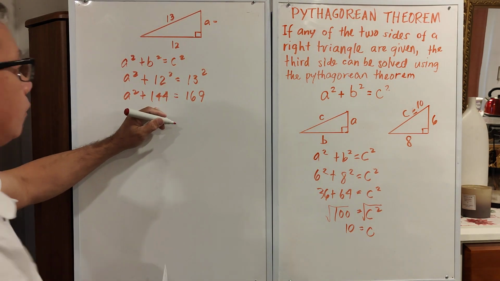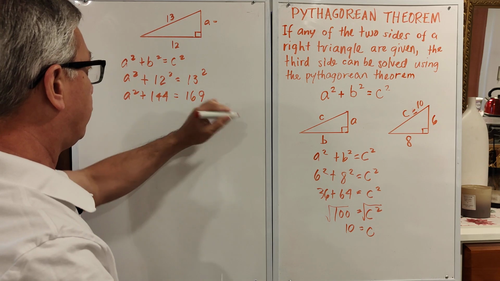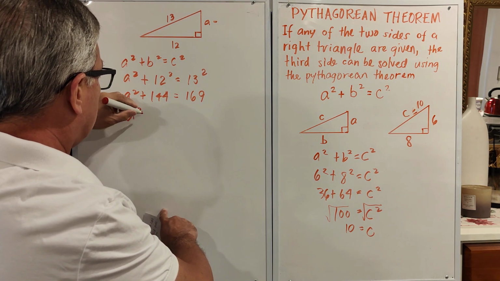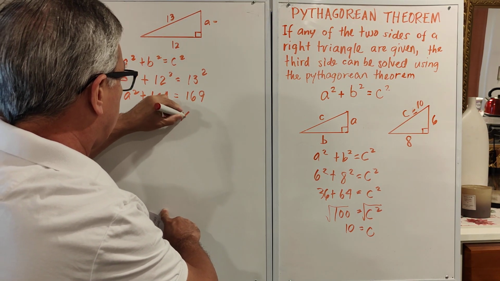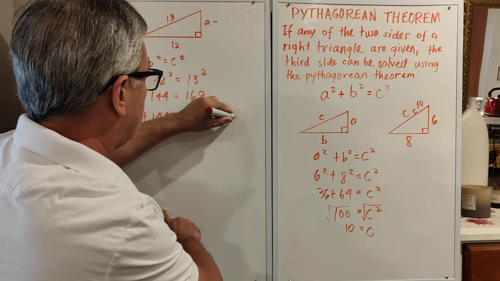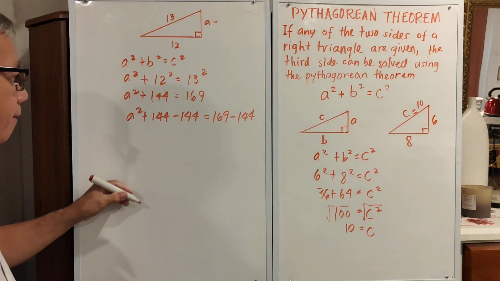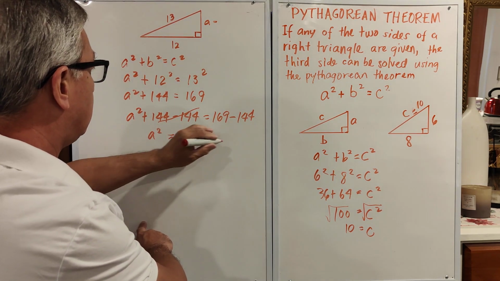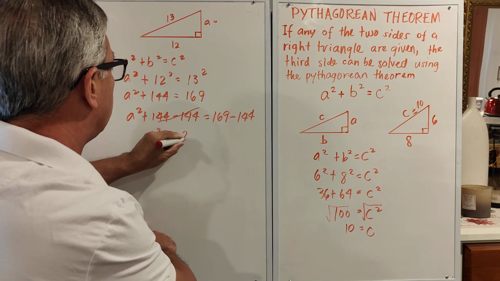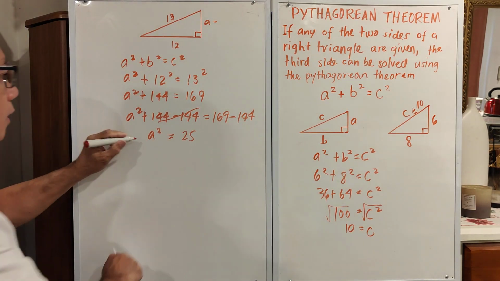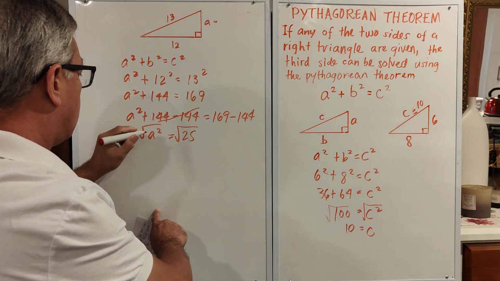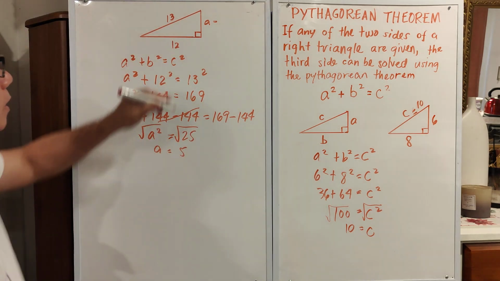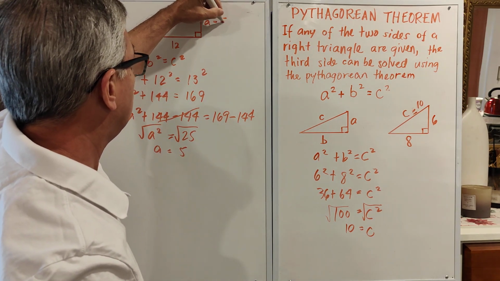To remove 144, we need to subtract 144 from both sides so that we can solve for A. A squared plus 144 minus 144 is equal to 169 minus 144. So this cancels out. A squared is equal to 169 minus 144, which is 25. To get A, we get the square root of both sides. The square root of A squared is A. The square root of 25 is 5. So A is equal to 5.